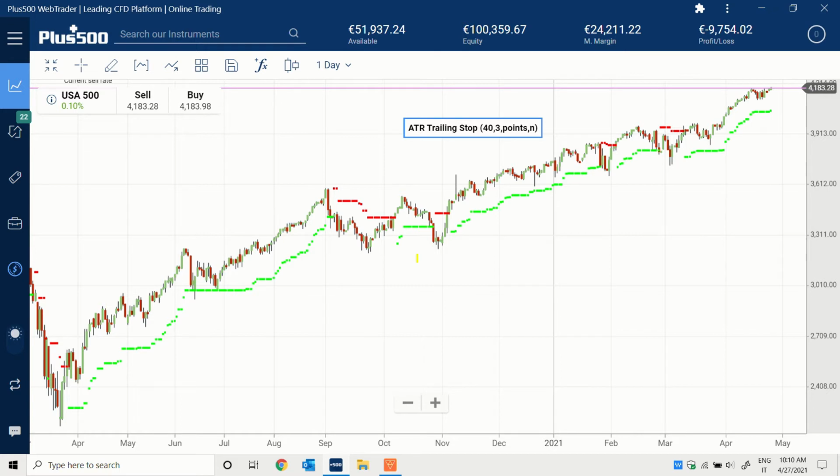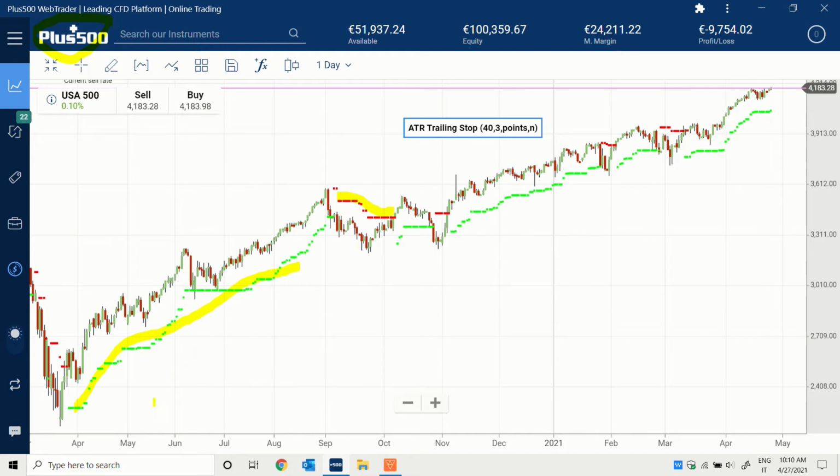I'm using S&P 500, not because I recommend it, but because it's nice and easy to see how the ATR works. In this case, we have again the S&P 500, and what do you have to do? You have to stay long every time you see a green line, and go short every time you see a red line.